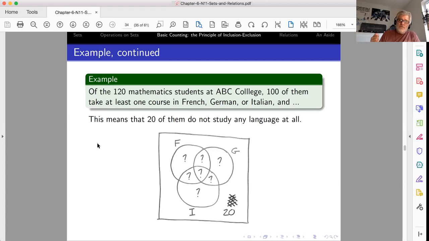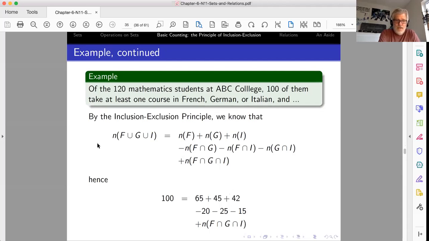The first thing I'm going to figure out is the number of students right in the middle. My inclusion-exclusion principle is going to help me figure out that number. What's the inclusion-exclusion principle? It says that the number of students in the union is the number of students in each one of the classes, subtract the number of students that take 2, and add back those that take 3. I've got all the numbers here, and I just replace everything that I have.